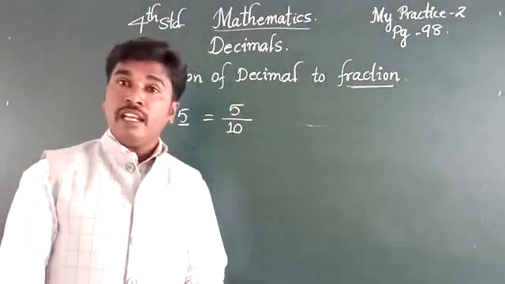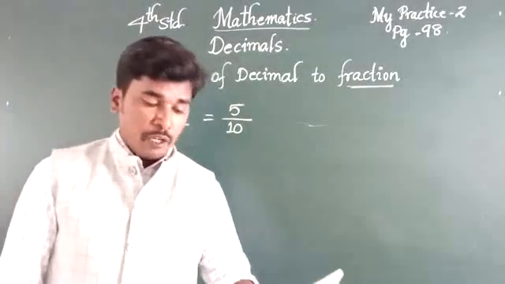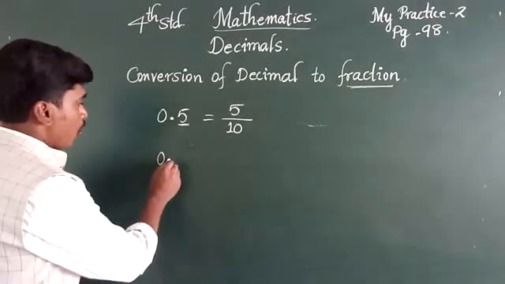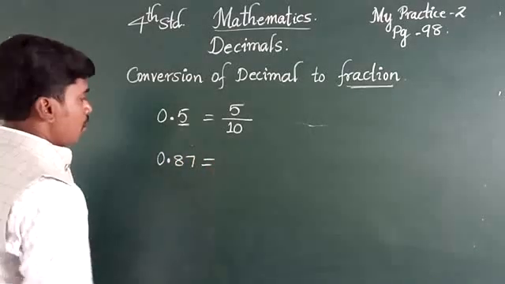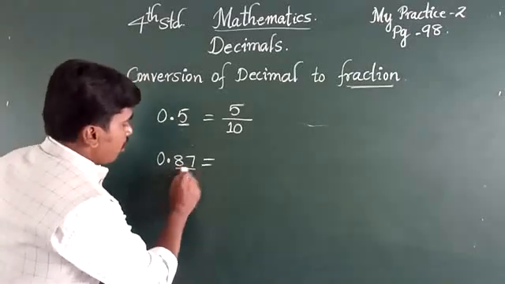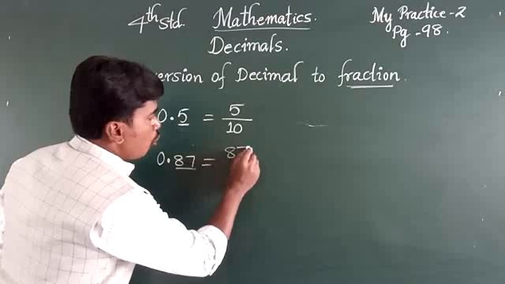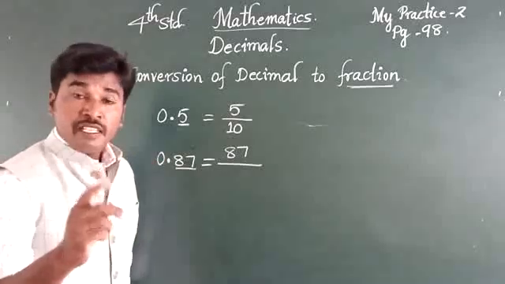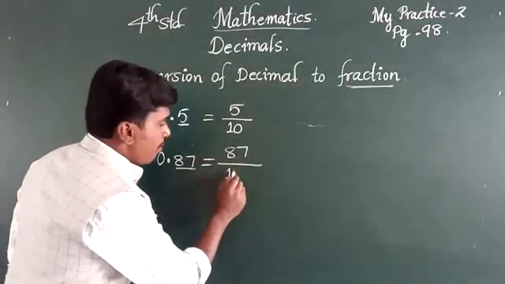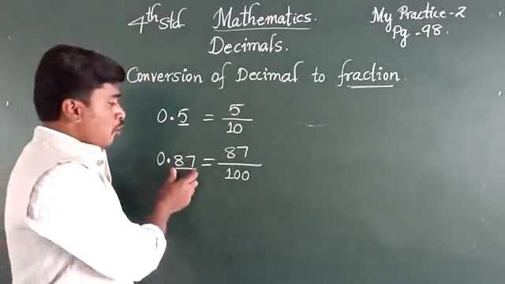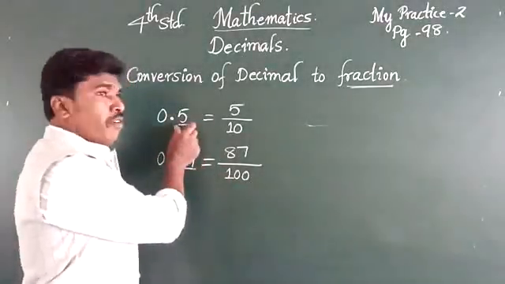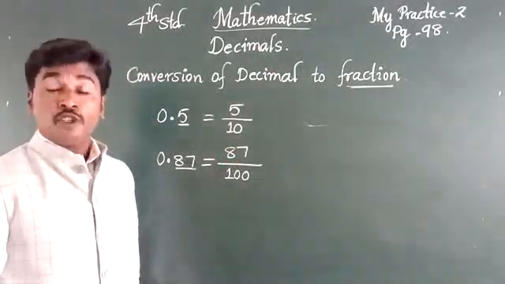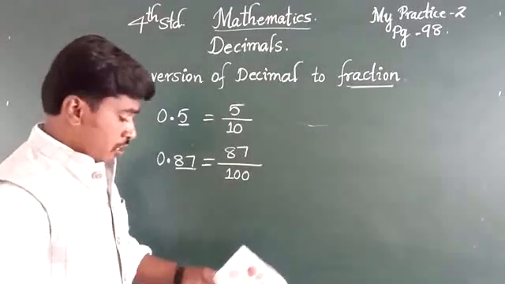Similar questions are there in my practice exercise part. I could explain here, it is 0.87. Observe. So 87 should be written in the numerator. How many places are there? It is 100. So 87 by 100. If it is having 2 digits, it should be 100. If it is only 1 digit, it should be 10. If it is 3 digits, in the denominator it is, sorry, 1000. Likewise, you can write it.